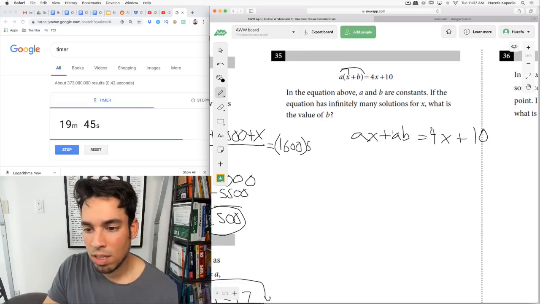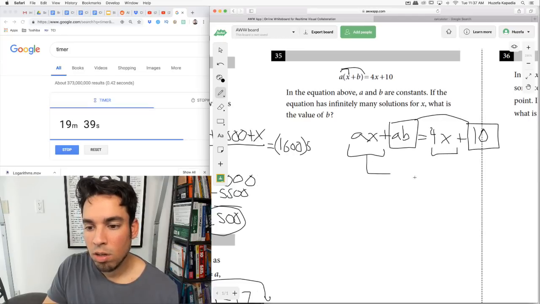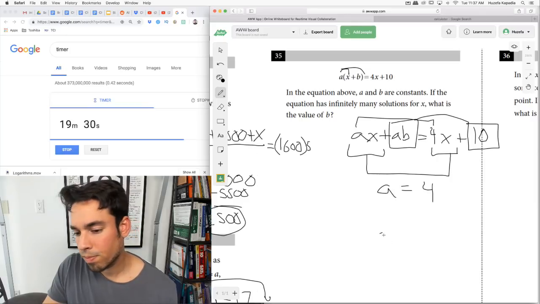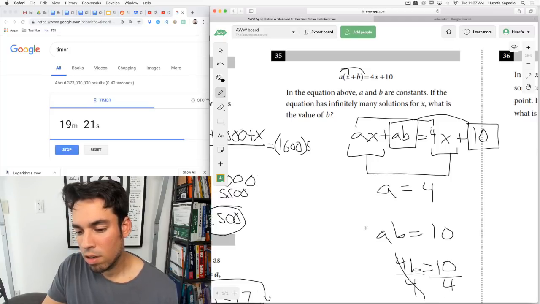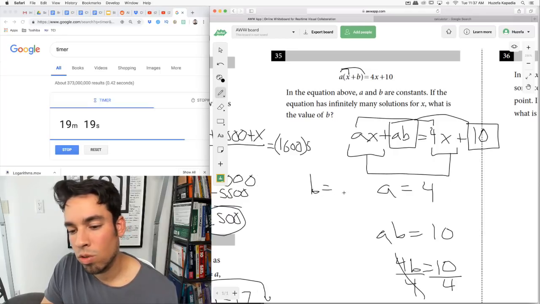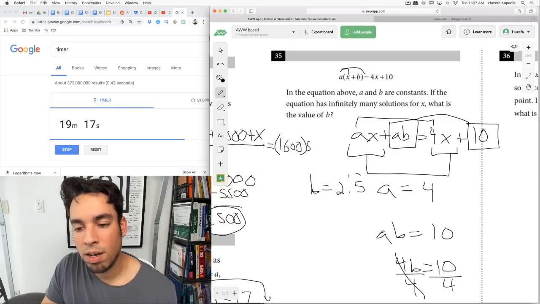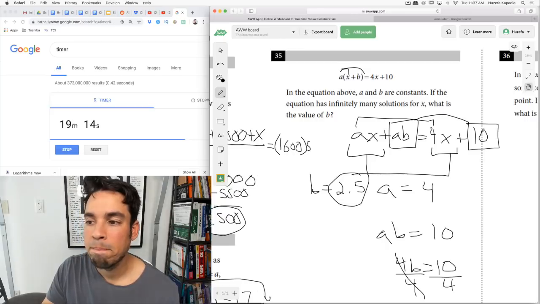So these guys have to be the same, meaning that a times b has to be 10, and 4x has to equal ax, which means that a equals 4. You see how a links up to that number in front of the variable? So if a equals 4 and a times b equals 10, that means 4b equals 10. That means b equals 2.5. That's just 10 divided by 4.